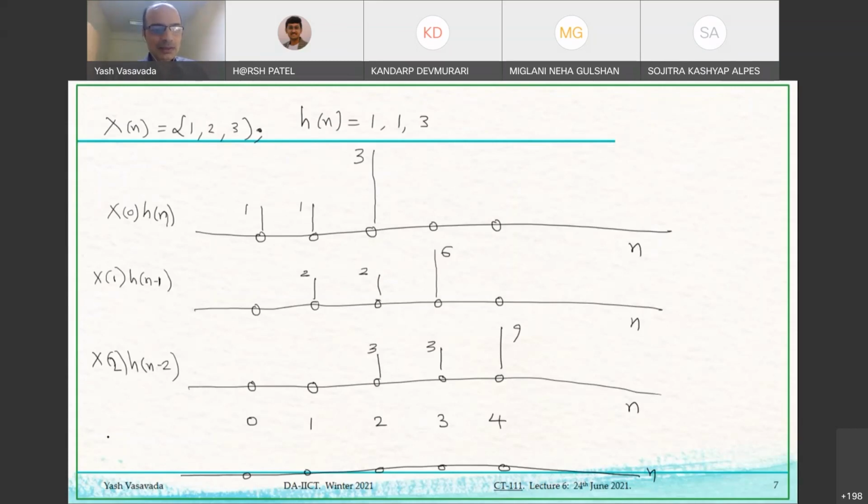And so now all I have to do is sum these terms. So the first I got is just 1, 0, 0. So I'll just get 1. Then I'll get 3. Then I'll get 8. And then I'll get 9 and 9. And then I'll get zeros. So y of n, which is the summation of these 3, becomes 1, 3, 8, 9, 9.